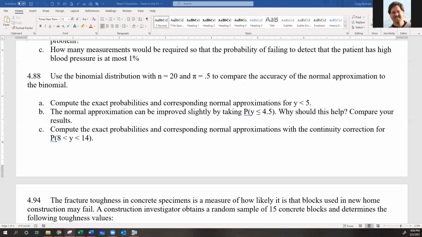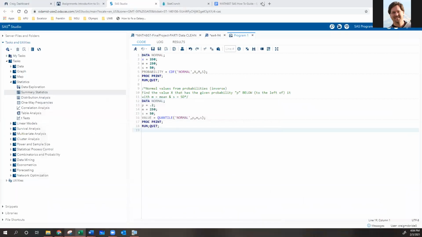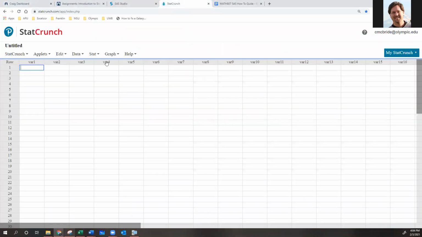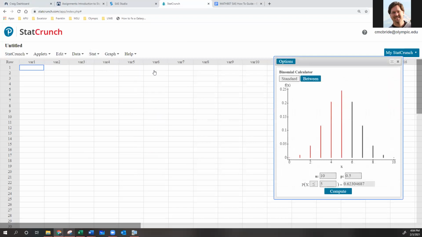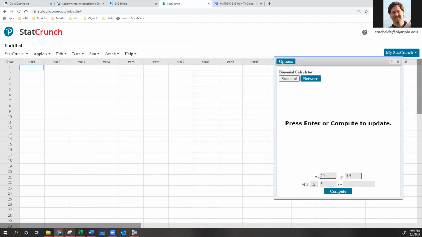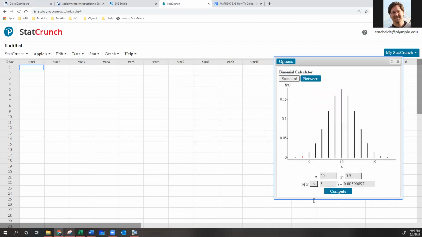Yeah, so while my Excel is loading, in StatCrunch, we saw this before. We would just go to calculators, binomial, right? If we want to do the binomial one, and it was 20 and 0.5, and they want to know the probability of being strictly less than 5, right? Not less than or equal to, but strictly less than 5. And so there's your answer. There's your precise answer from the binomial.